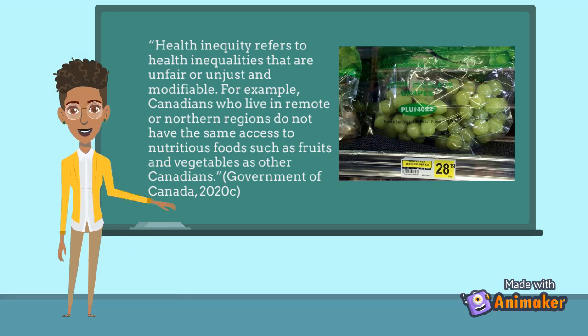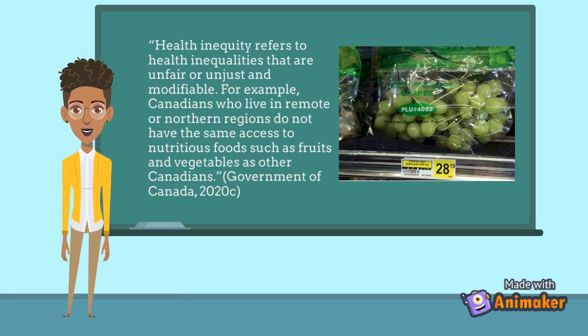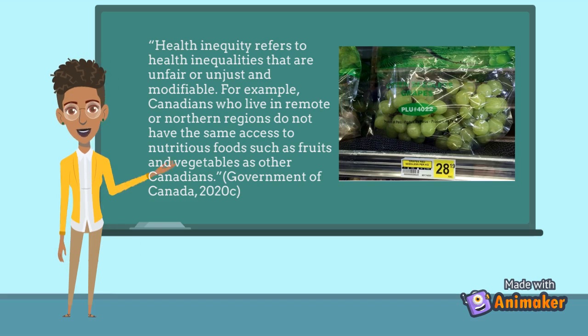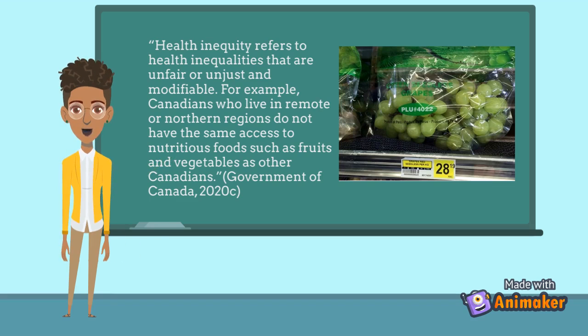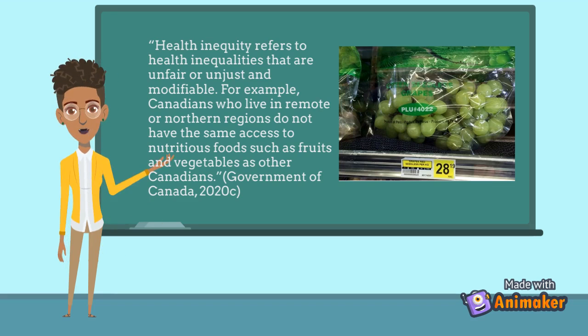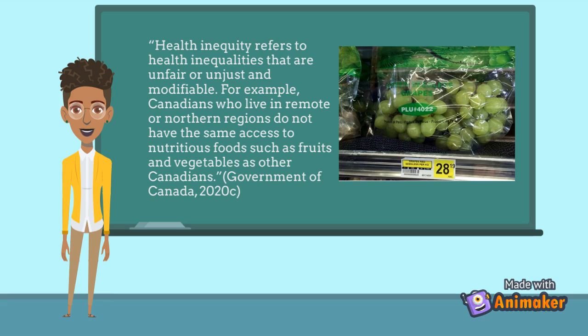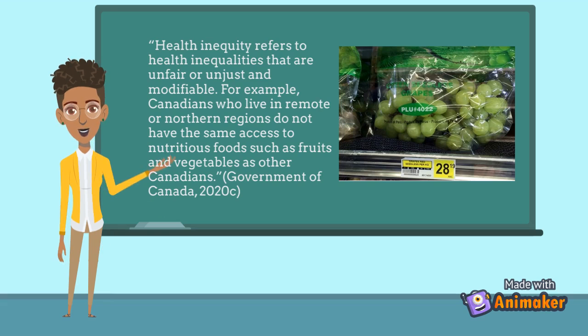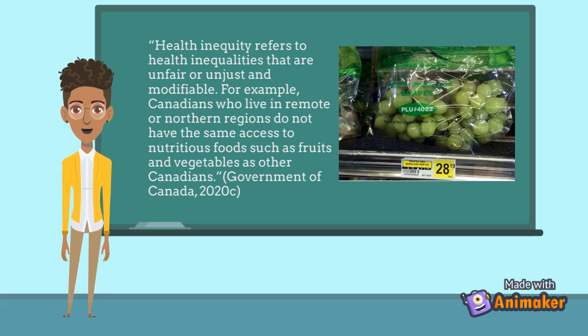Social exclusions. Health inequity refers to health inequalities that are unfair or unjust and modifiable. For example, Canadians who live in remote or northern regions do not have the same access to nutritious foods such as fruits and vegetables as other Canadians. Structural racism, patriarchy, and heteronormativity impact the obtainability of adequate health care due to race, gender, sexual orientation, immigration, class, religion, disability, and health status. Each of these contribute to stigma and discrimination that affect access to quality care.